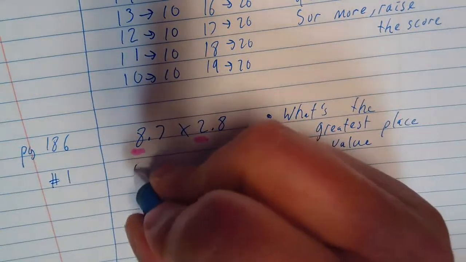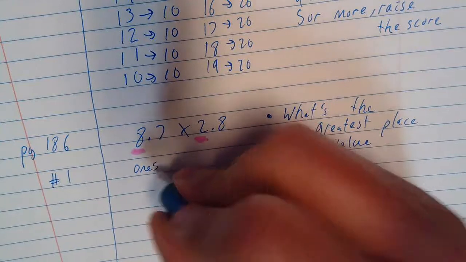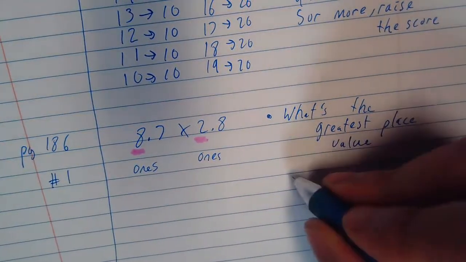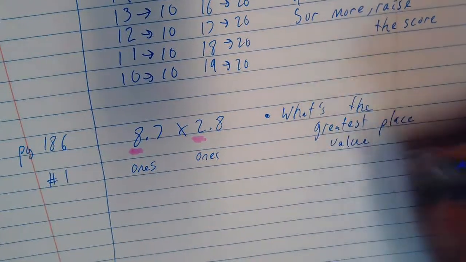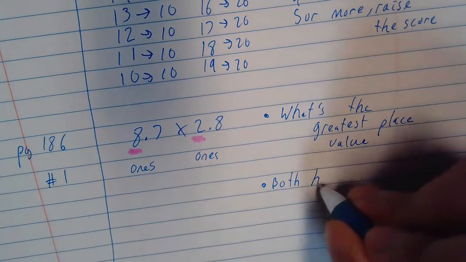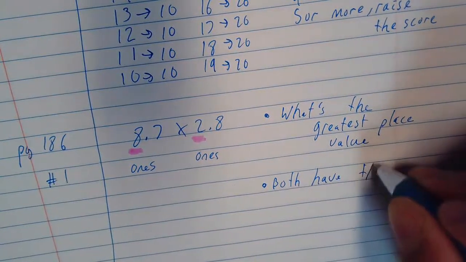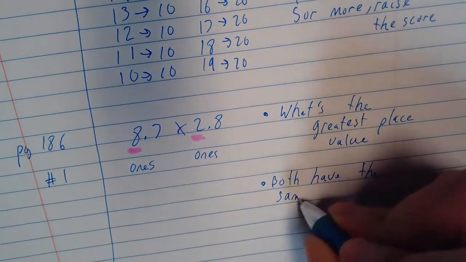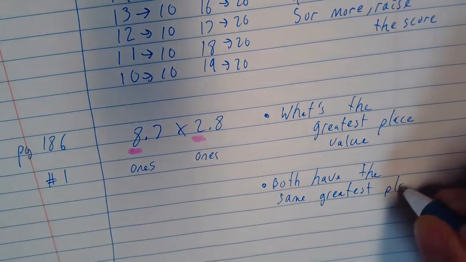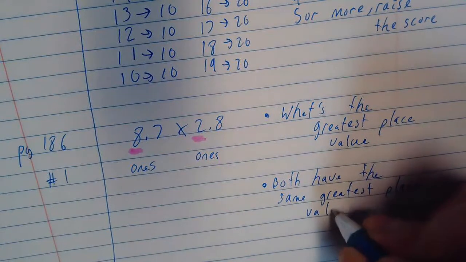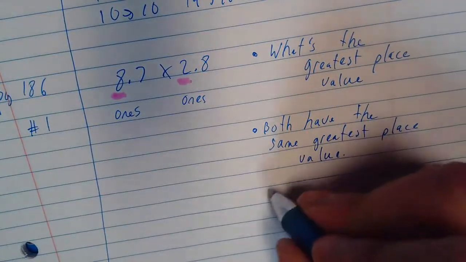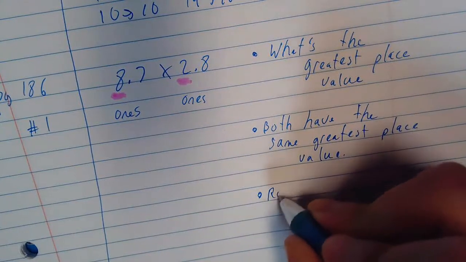Ones, ones. They both have the same greatest place value. Okay, so that means you're going to round to the nearest ones.